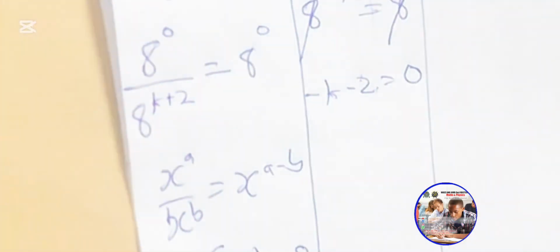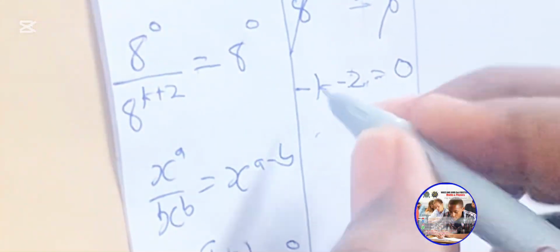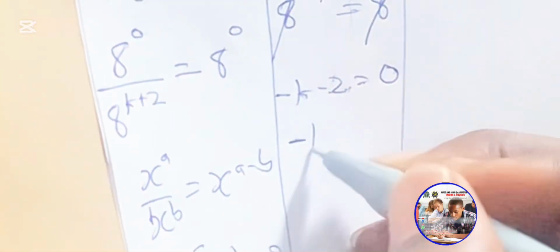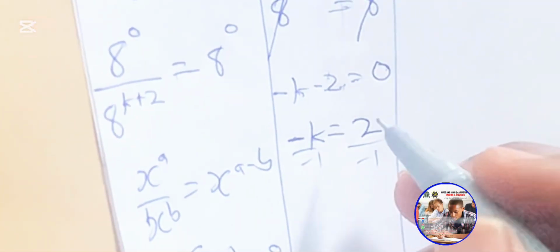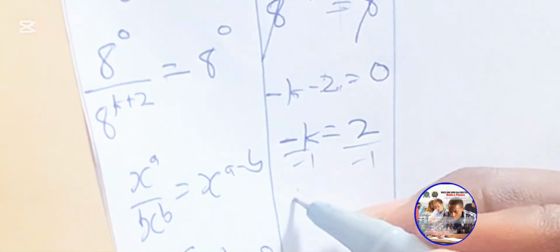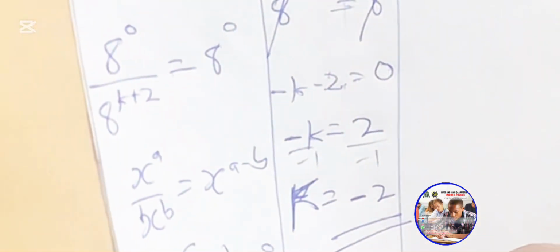So I will now use one solution to solve it. You will say minus k minus 2 equals 0. Collect like terms, all constants to the other side, and then the variable on the left. So you have minus k equals 2. Then we say divide by minus 1, minus 1. Then we now have k equals minus 2. That's the answer. K equals minus 2.